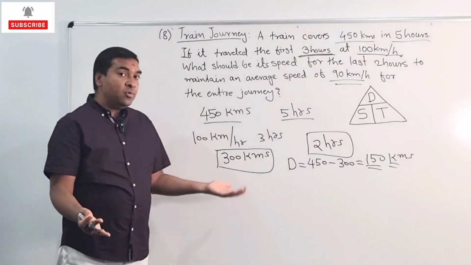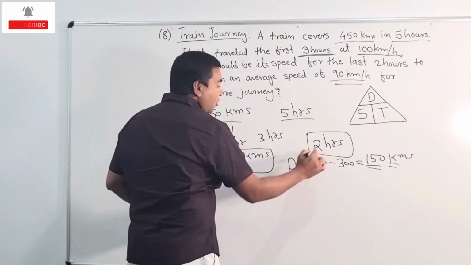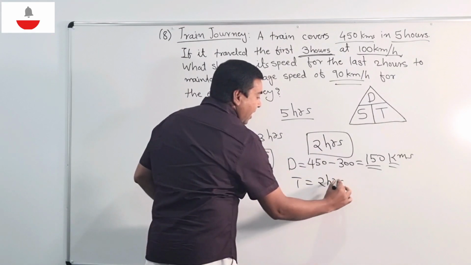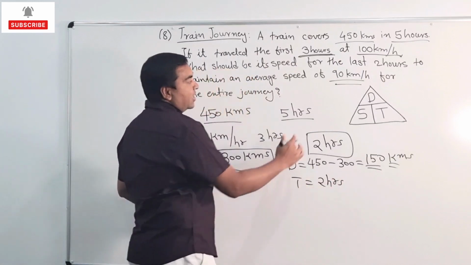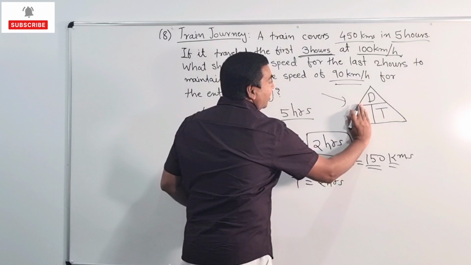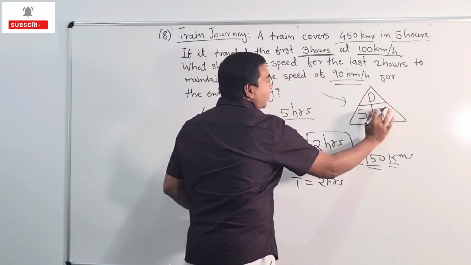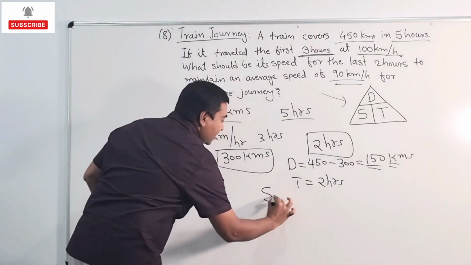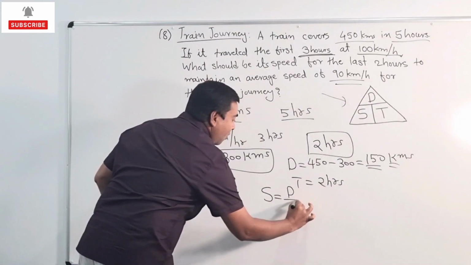And how much time do I have for the same? I've got 2 hours for that. So the time for that is 2 hours. And now I'm going to find out the speed for that. Again, I can use my triangle to find out the speed. I can hide the speed, which is distance upon time. My speed is distance upon time. So I can put down the formula, speed equal to distance over time.